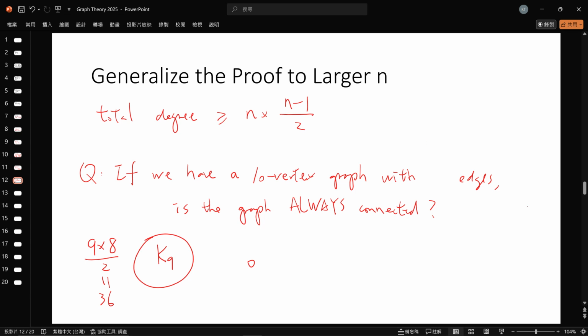So this is the number of edges in a K_{m-1} plus 1. Okay. So if you have this many edges, then no matter how you draw the graph, it must be connected. So what is this? This is just (m minus 1) times (m minus 2) divided by 2. Okay.